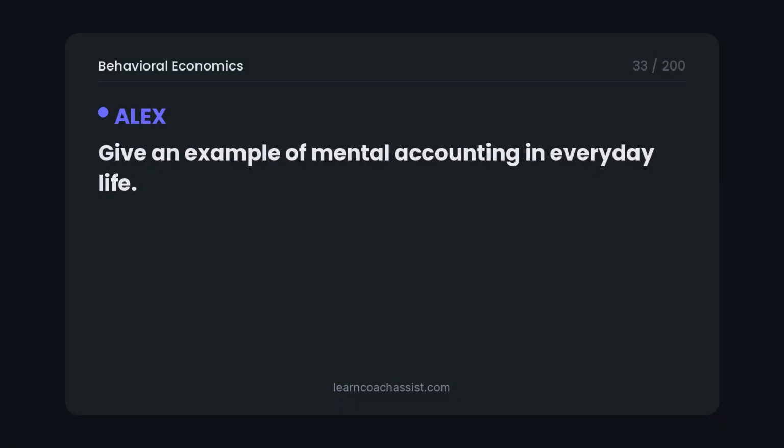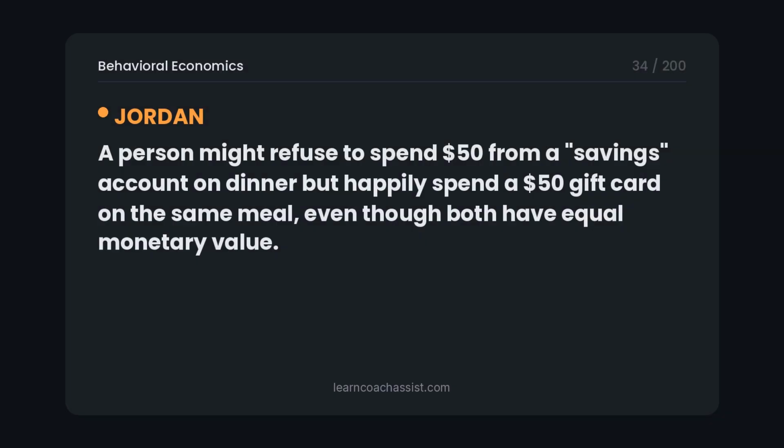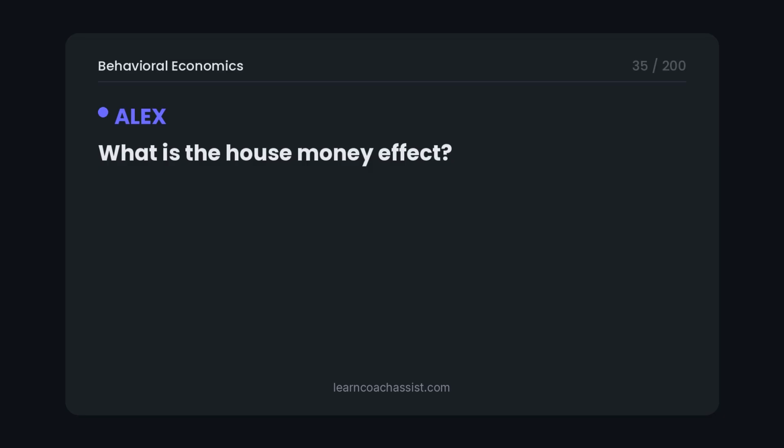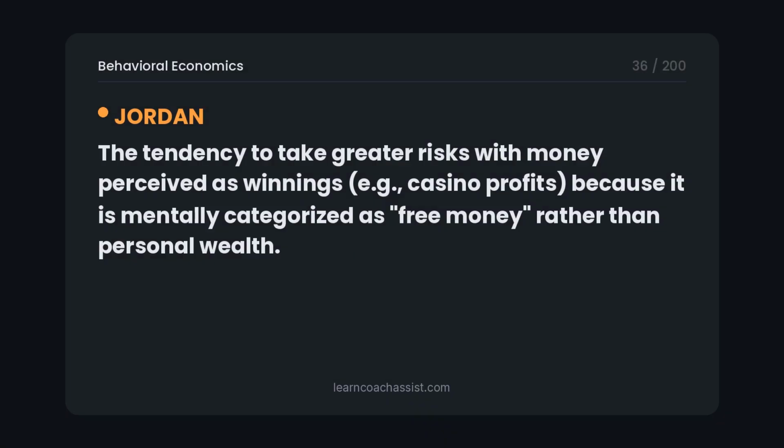Give an example of mental accounting in everyday life. A person might refuse to spend $50 from a savings account on dinner but happily spend a $50 gift card on the same meal, even though both have equal monetary value. What is the house money effect? The tendency to take greater risks with money perceived as winnings, e.g., casino profits, because it is mentally categorized as free money rather than personal wealth.